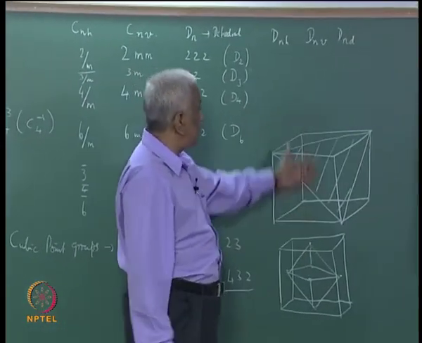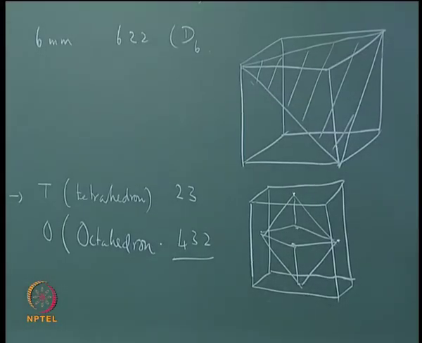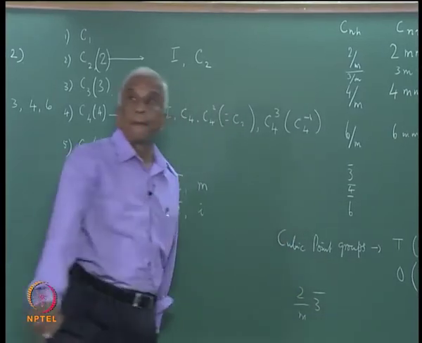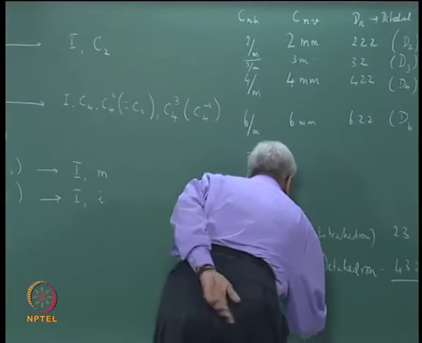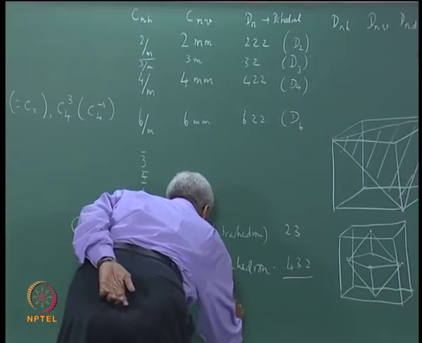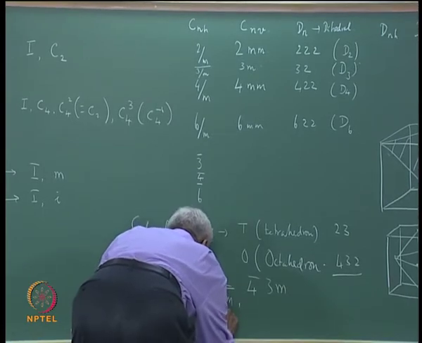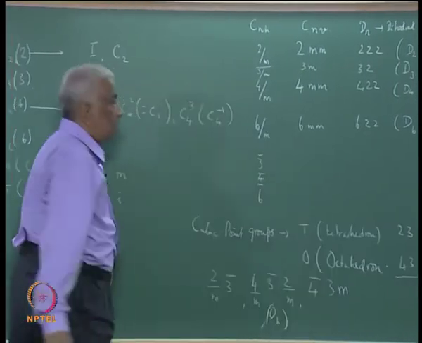in a cube. For example, it is clear that there are mirrors present everywhere. So, addition of mirror symmetry gives rise to additional point groups like 2 by m 3 bar, and then 4 by m 3 bar 2 by m, and then 4 bar 3 m. So, this is the point group of highest symmetry among the 32. It is known as OH, the octahedron with horizontal mirror planes.